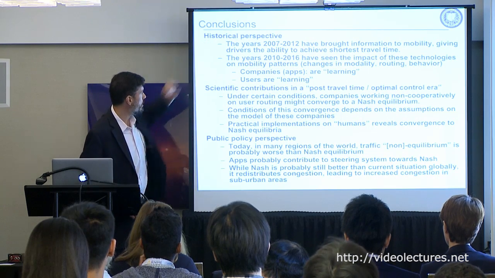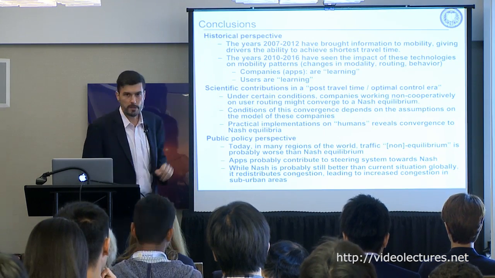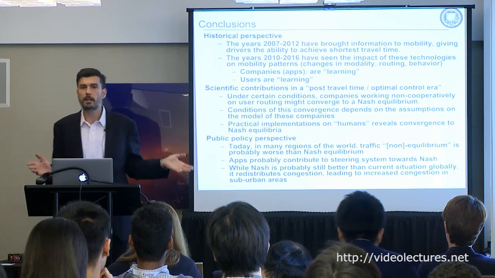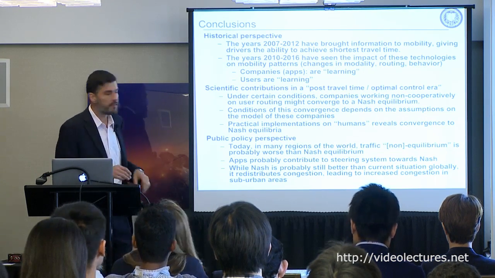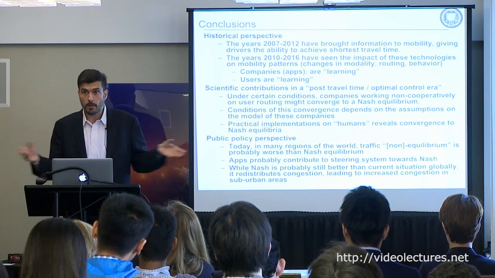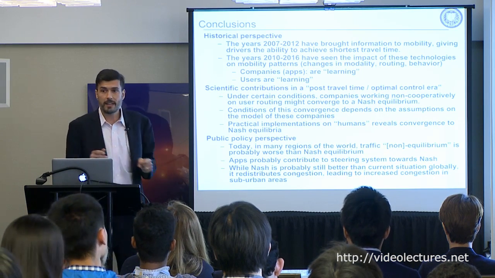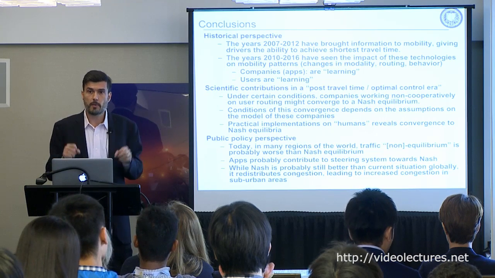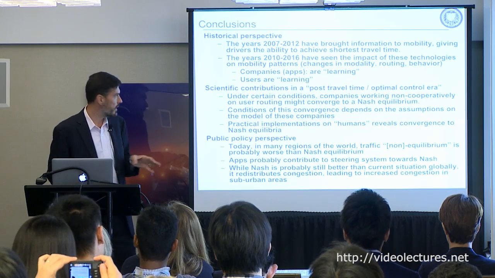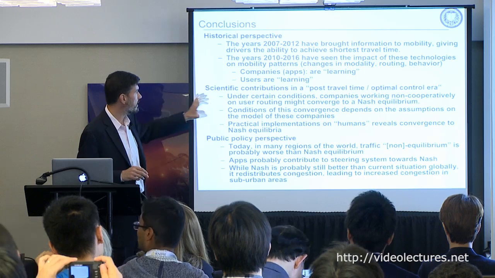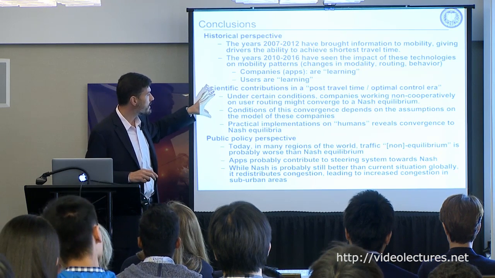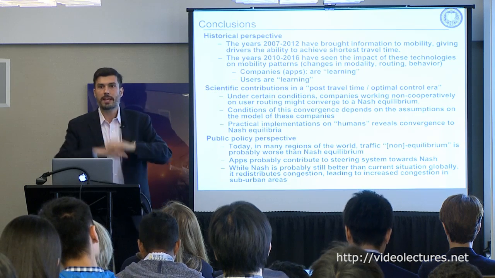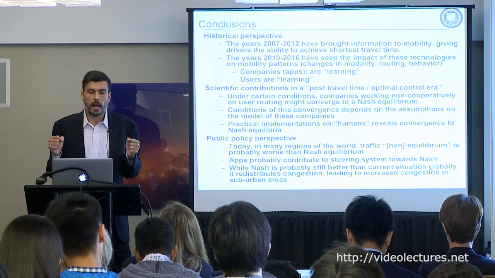So in conclusion, from a historical perspective, you could see the last decade being the decade of traffic information. Over the last 10 years, we've created tools, all of us, like the whole community, has created tools that give everybody access to the best transit time, the best taxi time, the best everything. And in the specific case of traffic management, in a sense, that led to the realization of a Nash equilibrium.